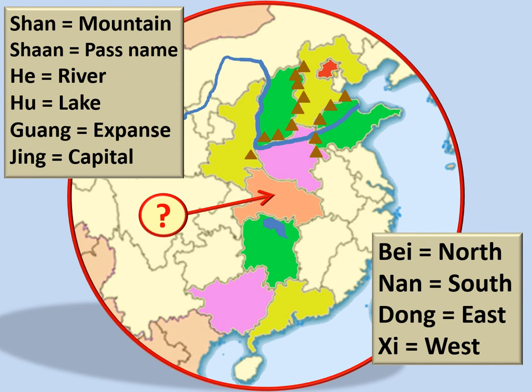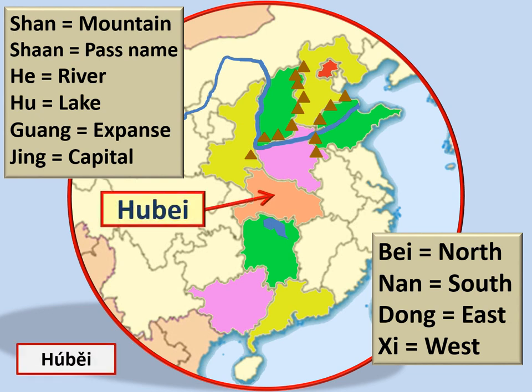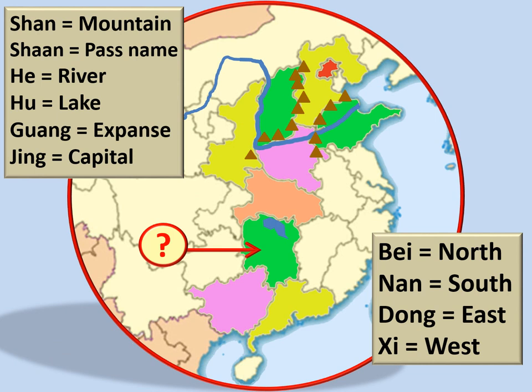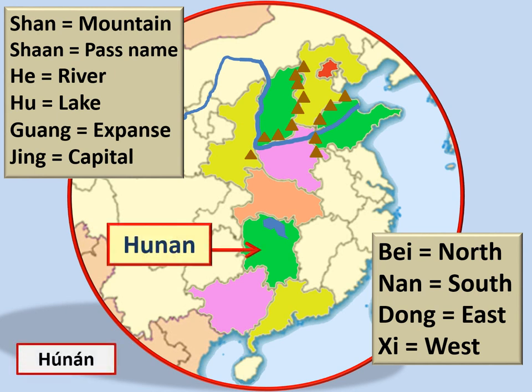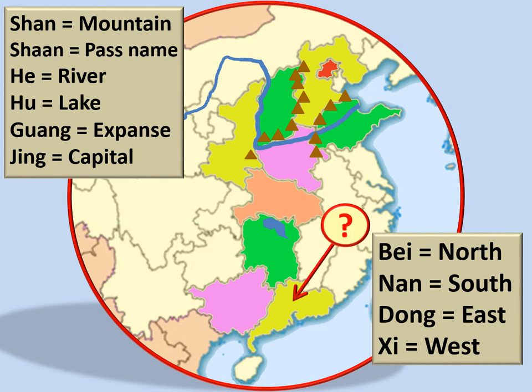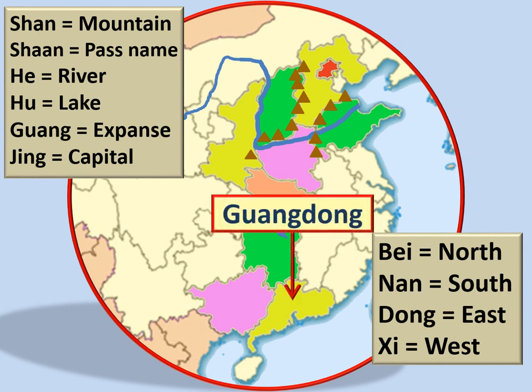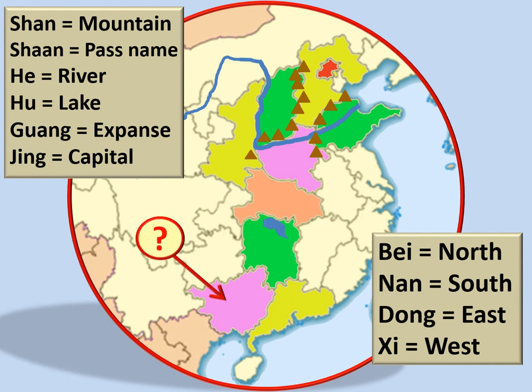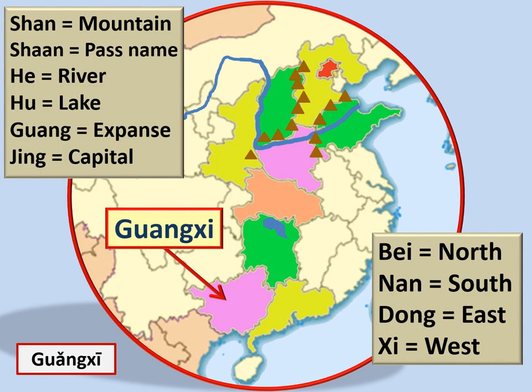North of the lake? Lake plus north. Hubei. South of the lake? Yes. Hunan. The east side of the expanse? Guangdong. The west side of the expanse? Guangxi. That was almost too easy.